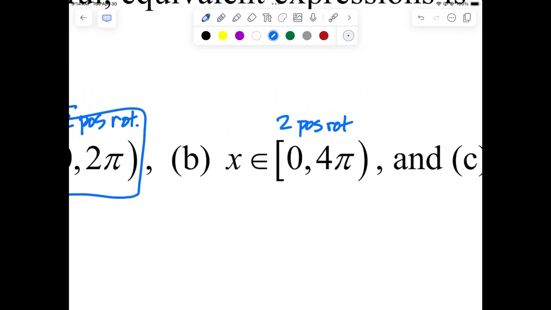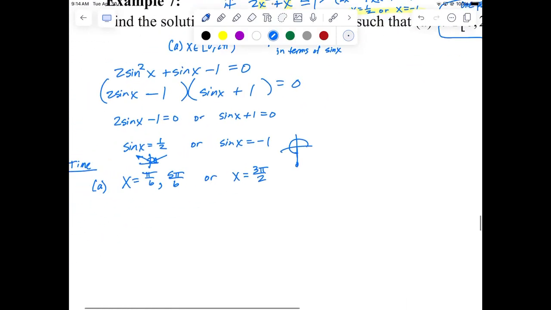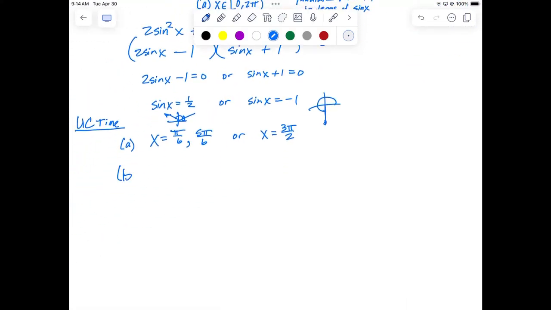But the next one, part B, says between 0 and 4pi. So for part B, are all three of these angles going to still be in the interval from 0 to 4pi? Yes. We're going to have pi/6, leave a little space. We're going to have 5pi/6, leave a little space. And then we're going to have x equals 3pi/2 and leave a little space. All I need to do to get the next ones that are within the next rotation is find all the ones that are what with these?